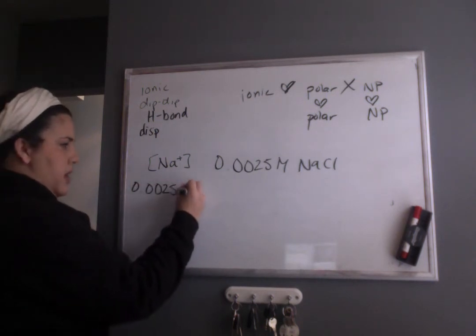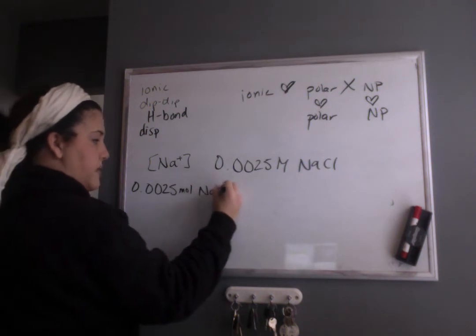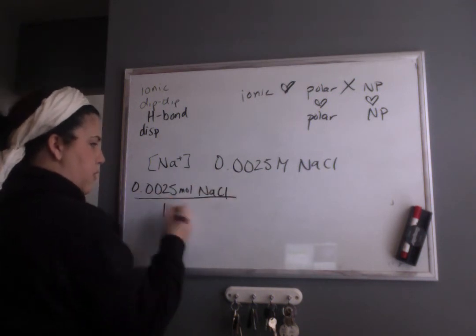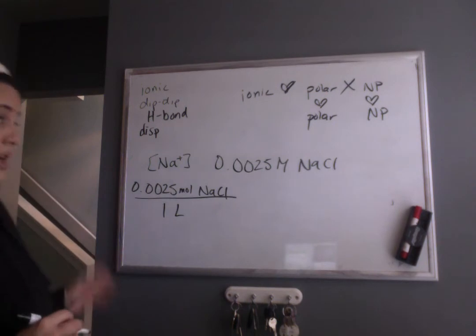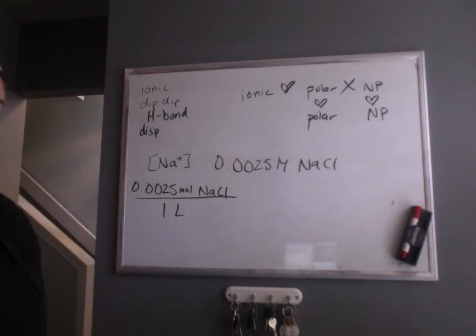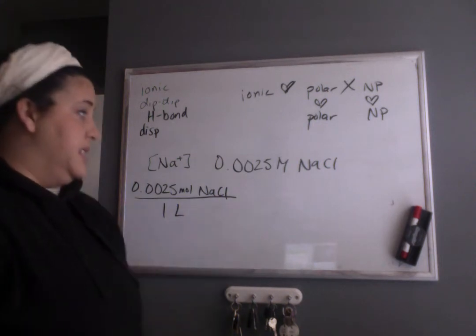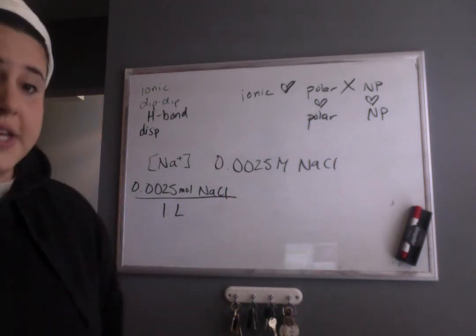Now, I should note that this is 0.0025 moles of sodium chloride per 1 liter of solution. That's really writing this the exact same way, just with slightly different units, but it's the exact same as saying 0.0025 molarity sodium chloride.